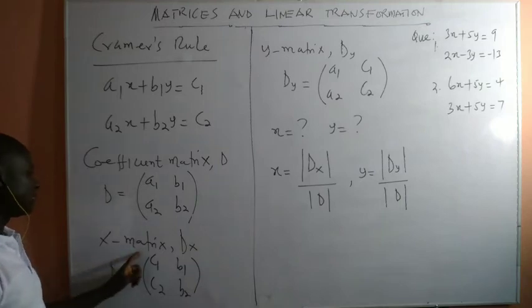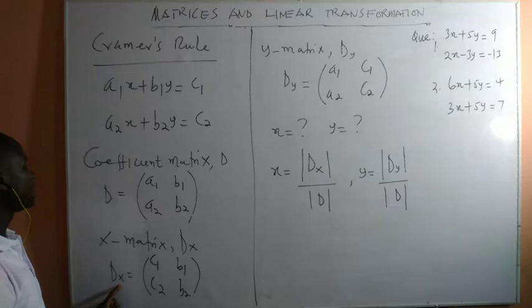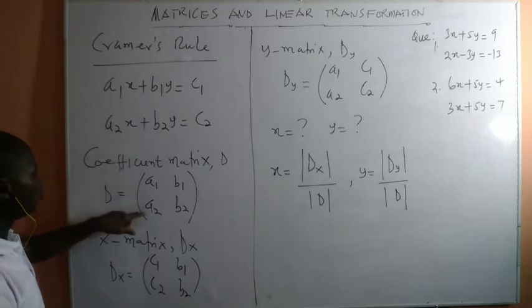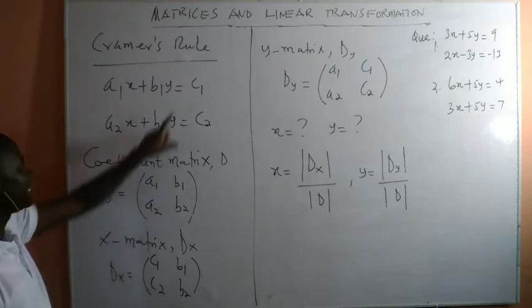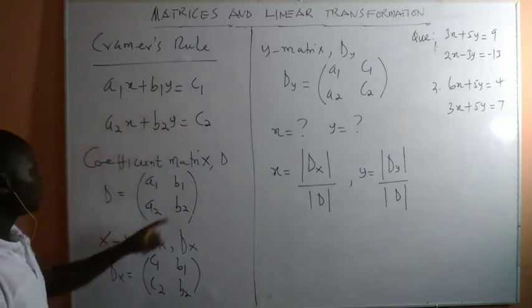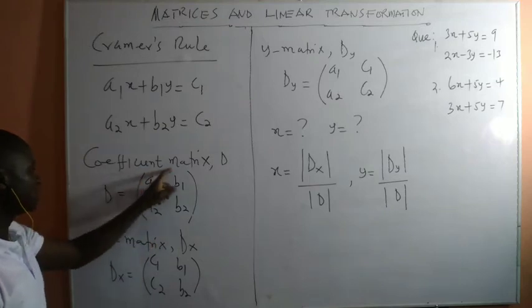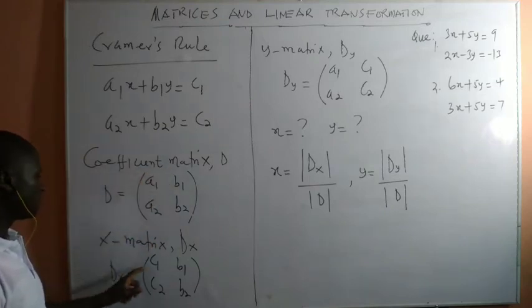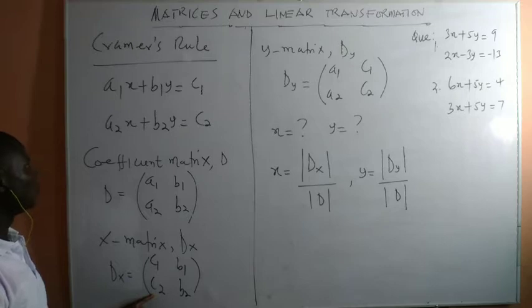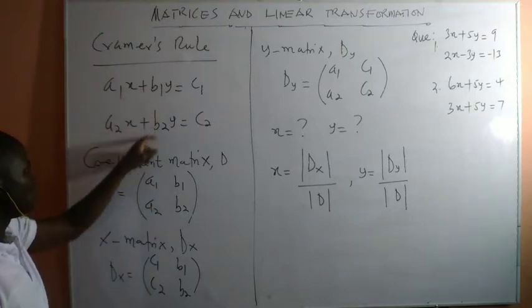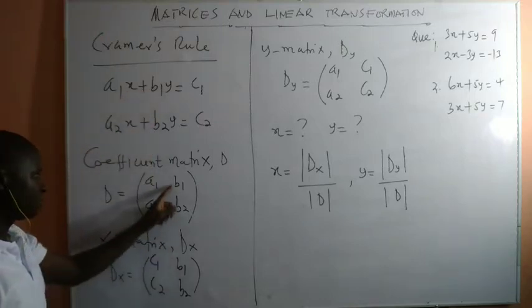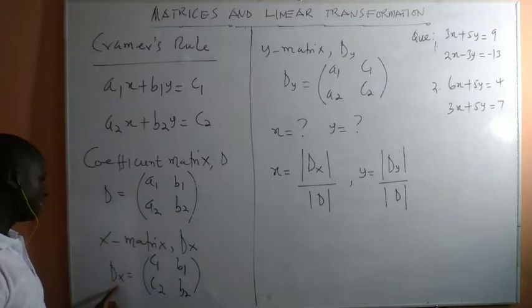Now with the x matrix, that's Dx, the coefficient of x, which was a1 a2 in the coefficient matrix, is replaced by the constants c1 c2. So instead of a1 a2, it will rather be c1 c2, but the coefficient of y is maintained, that is b1 b2. That's how we find the x matrix.